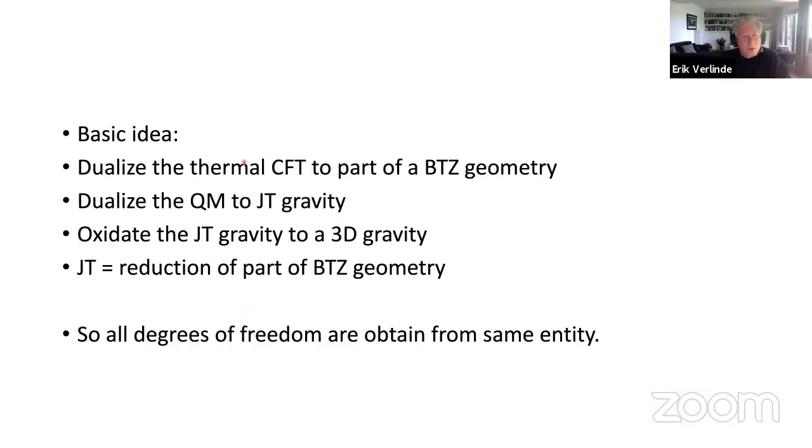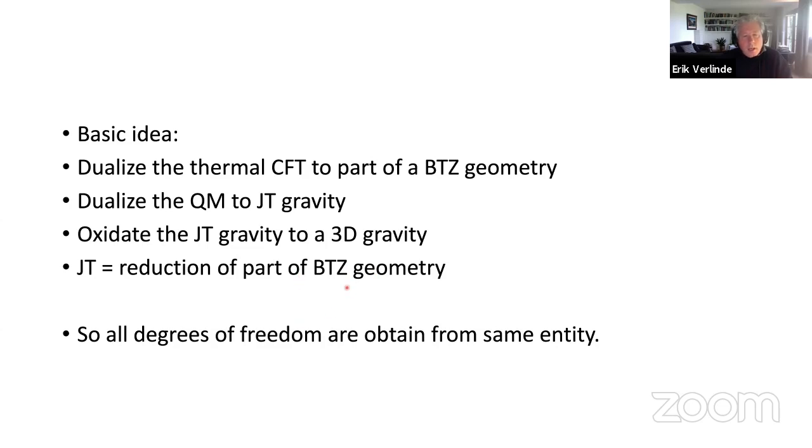So the basic idea is to dualize a thermal CFT to part of a BTZ geometry. And the reason why it's part, of course, is that the CFT is living on a strip. We also want to dualize this quantum mechanical model to a quantum of JT gravity. But now we're going to think about JT gravity as being obtained from a three-dimensional gravity theory by reduction. So the JT is the reduction of also a part of a BTZ geometry. Actually, you can show that the fields and the solution and the field equations even of JT gravity are identical to that of a 3D gravity if you assume a certain dimensional reduction.